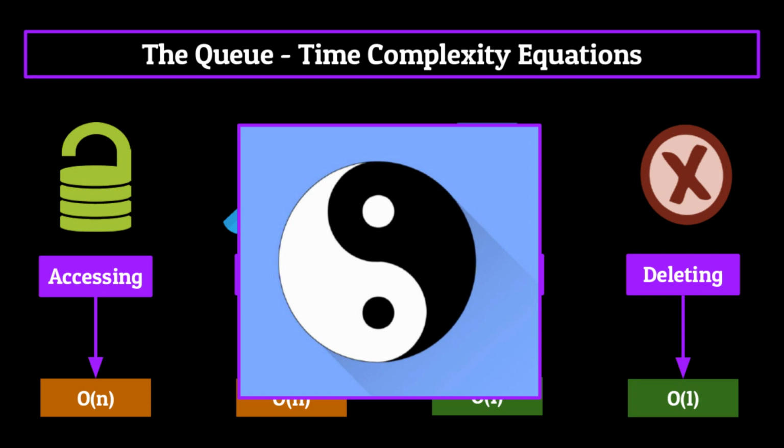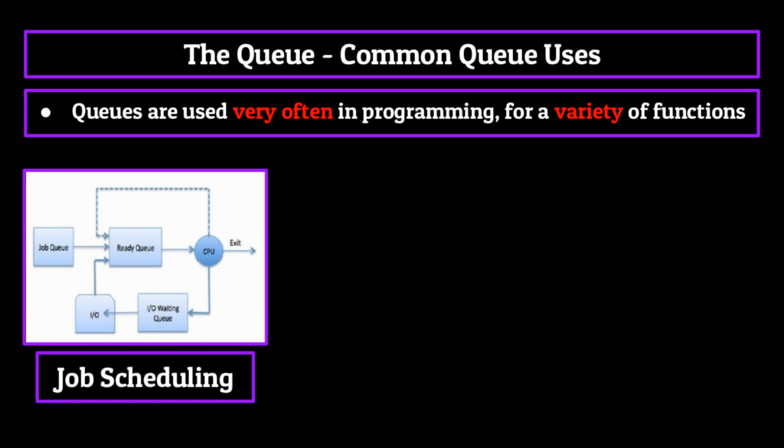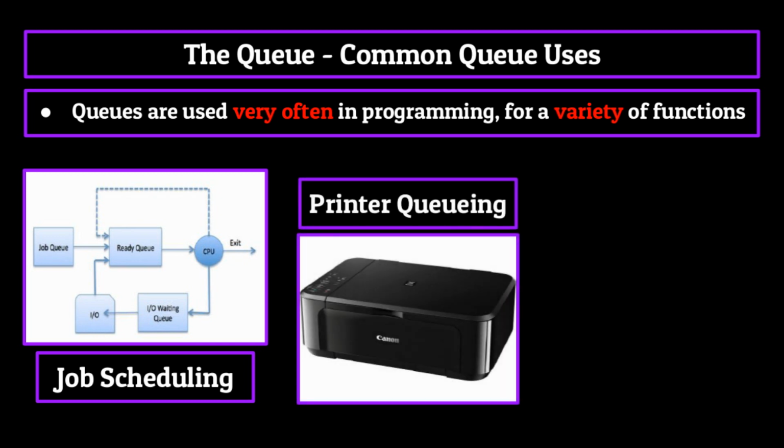The final thing I want to cover on the topic of queues are just some common uses for them within programming. What are these things actually used for? And the answer is quite honestly a lot. On your computer right now, queues are being used for what's known as job scheduling, the process through which the computer determines which tasks to complete for the user and when, like opening up a web page or a computer program.